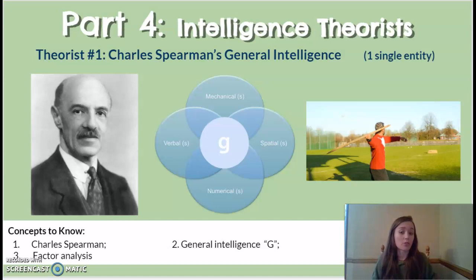The way that I remember Charles Spearman is this is the memory tool I have. I think of a person throwing a spear and hitting a single target. So this man is throwing this spear, this javelin, into this straw bale out here, and it's hitting a single target, one intelligence. And so that's what I think of to help me remember Charles Spearman.